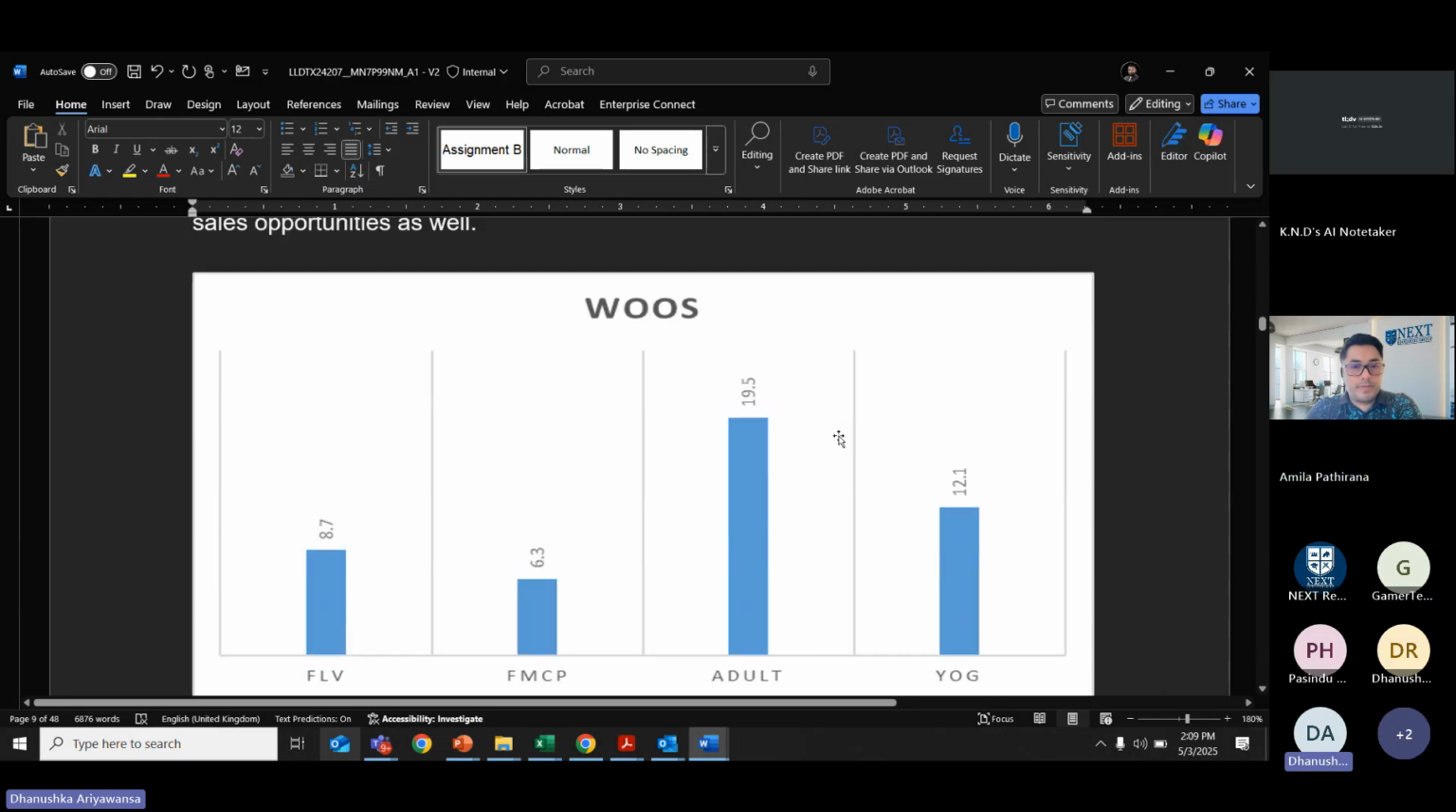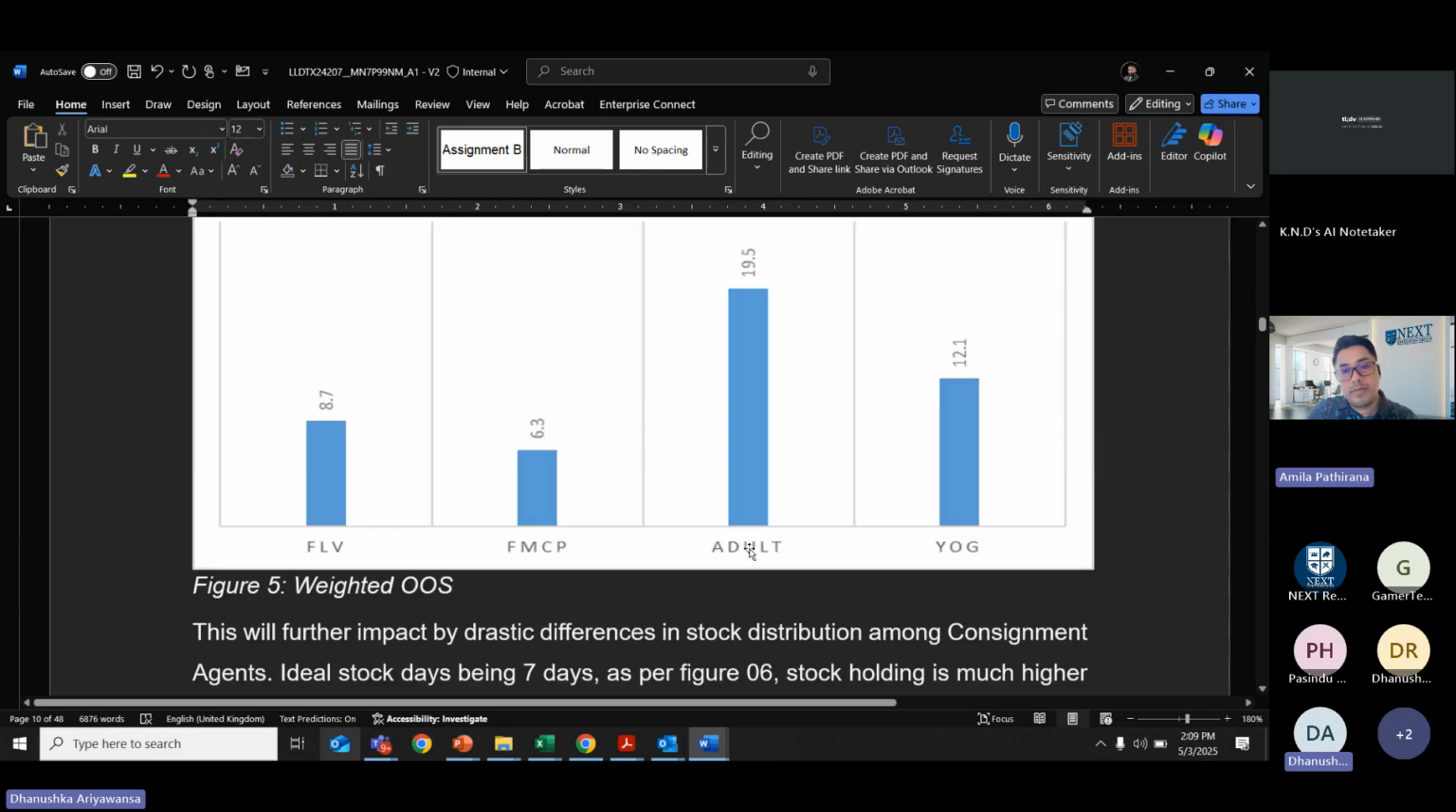Because of these factors, the weighted out of stock in the key outlets has gone up. It's 6.3% in milk powder, and in adult milk powder it's 19.5%. So in key outlets the products are not available, which is again an issue.